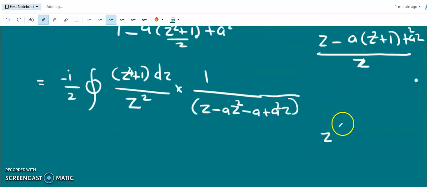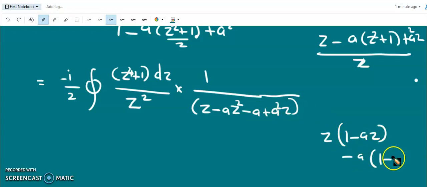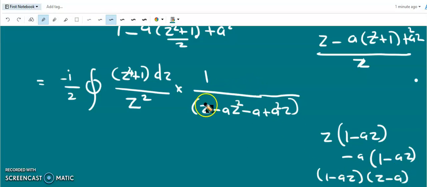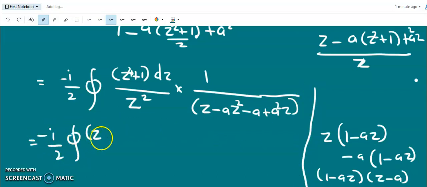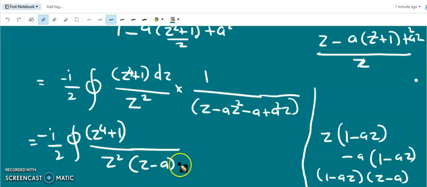So we get z into 1 minus a z. Here also we can take a as a common factor, minus a into 1 minus a z. So 1 minus a z is a common factor, 1 minus a z into z minus a. So this term can be written like this, and therefore we get minus i by 2 closed integral z raised to 4 plus 1 by z square, and this is written as z minus a into 1 minus a z dz.